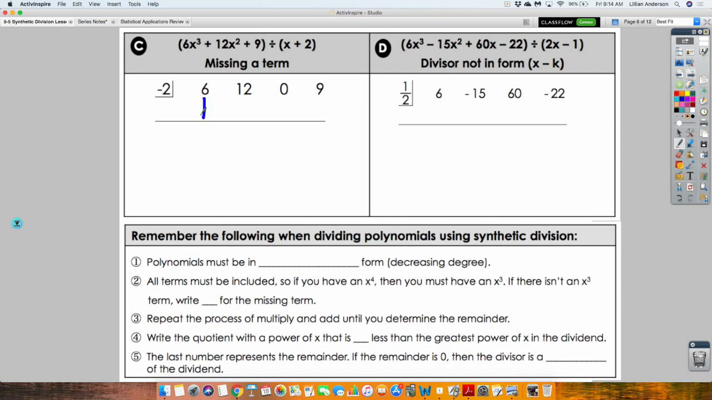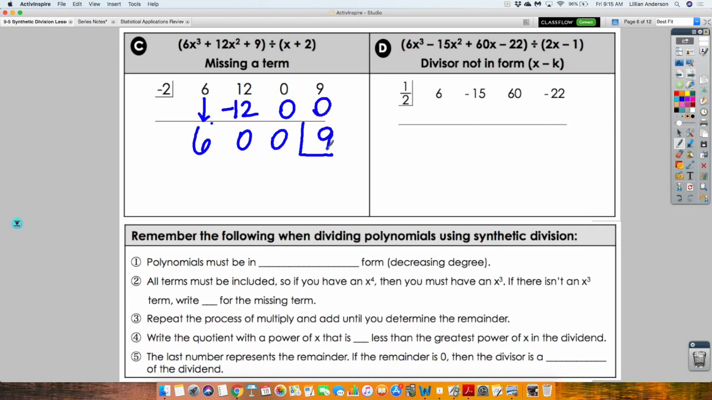So we start by bringing down our first term. Let me add in our box here. That's going to be for our remainder. It always goes underneath our last number. So we bring down the 6 and then we multiply. 6 times negative 2 is going to be negative 12. We put that underneath the positive 12 and we add to get 0. Then we multiply. 0 times negative 2 is 0. And then we add to get 0. And then we multiply 0 times negative 2 to get 0. And finally, we have a remainder of 9.